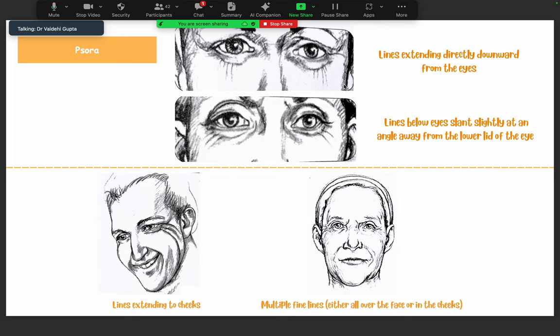Next one is lines extending to the cheek. The lines from the eyes are so prominent that they extend to the cheeks and merge with the cheek lines. It is also in Psora. Or multiple fine lines either all over the face or on the cheeks. When the lines are multiple all over the face, all these features are in Psora, because lines are very prominent in Psora. Skin lesions are very prominent in Psora. That's why in Psora there are various types of lines.